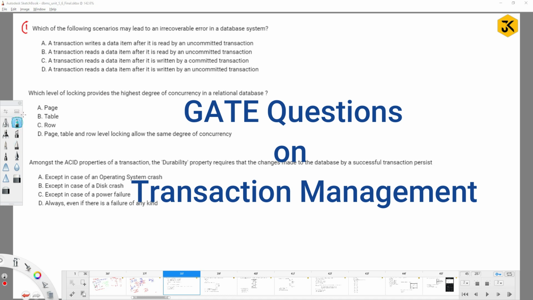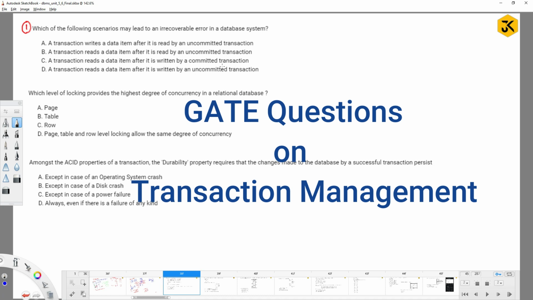They have given the options as: a transaction writes a data item after it is read by an uncommitted transaction; a transaction reads a data item after it is read by an uncommitted transaction; a transaction reads a data item after it is written by an uncommitted transaction.